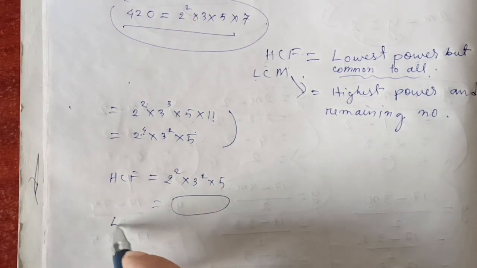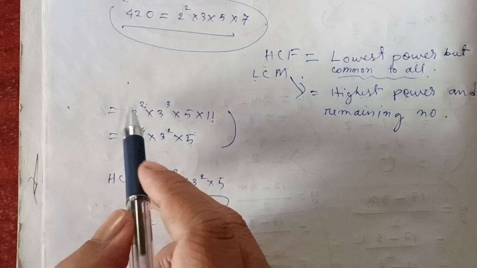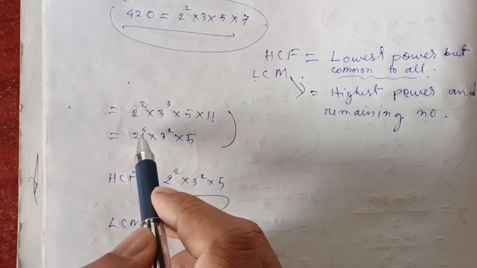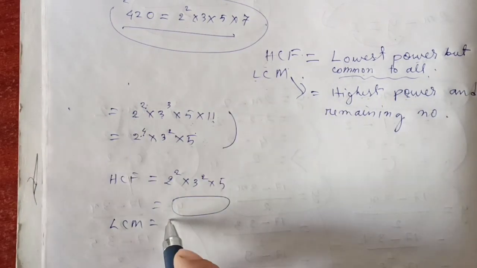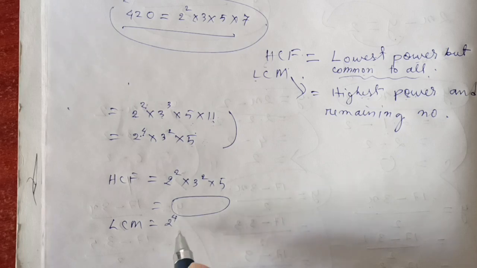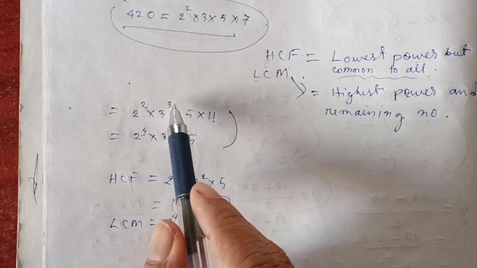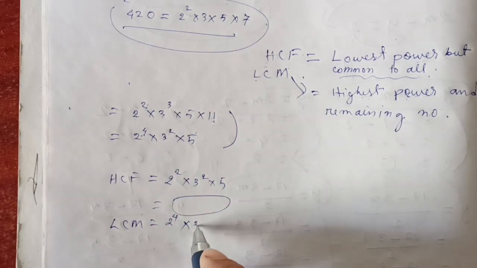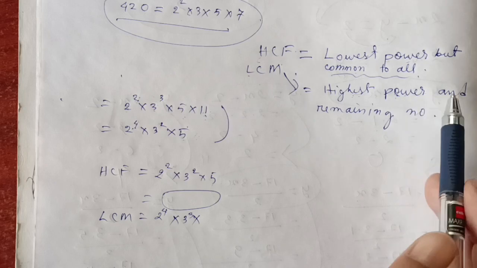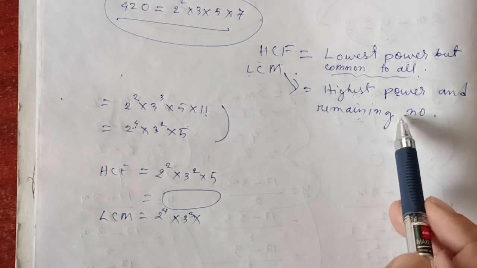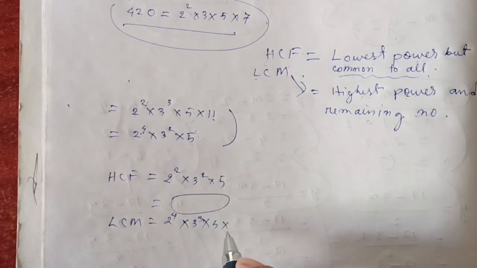And then if you want to find out the LCM, for LCM we should select the highest power. So here 2 square, here 2 has power 4, so this is the highest power. So now we will not write 2 square, but we will write 2 power 4. Next, here 3 is square, here 3 is cube, so this is the highest power. So we will write this one. And then next, from here, highest power and remaining numbers. Now what about this one? 5 is power 1, 5 is power 1, so same for this.